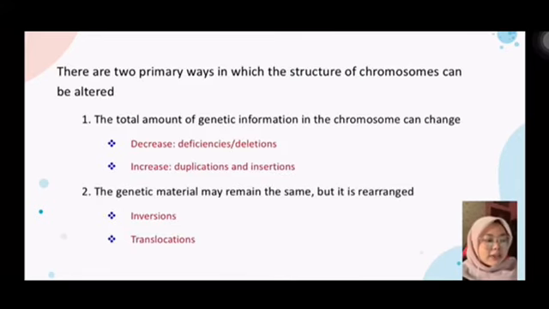Next, there are two primary ways in which the structure of chromosomes can be altered. First, the total amount of genetic information in the chromosome can change. If it decreases, it is from deficiencies or deletions. If it is increased, then it is from duplications and insertions. Secondly, the genetic material may remain the same, but it is rearranged, which is by inversions or translocations.